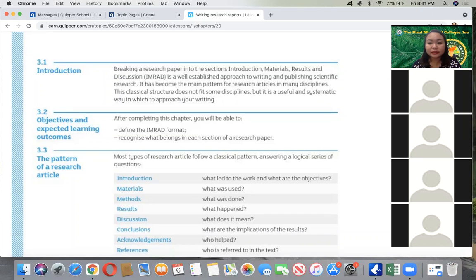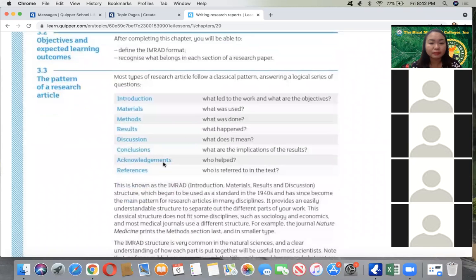Yes? So it's been classical already and it will fit all disciplines and it's very systematic. So we can use this always as possible. So and of course, although may pagka-IMRAD din yung qualitative paper na binigay ko, but then much detailed yun. So aside from introduction, ito na yung pattern, no?